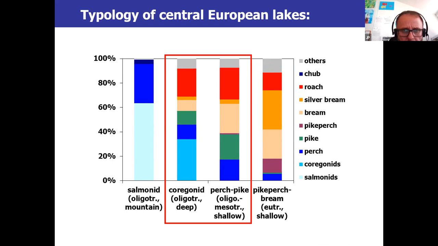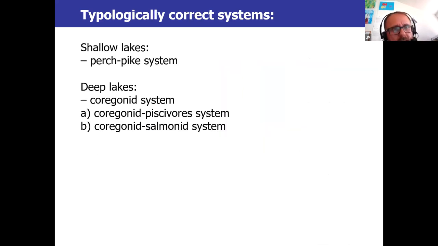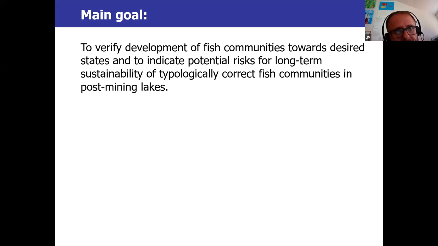So, typologically correct systems should be perch pike system in shallow lakes, but the post-mining lakes are not going to be these types of lakes. And in the deep lakes, we can manage the system towards coregonid piscivore systems or coregonid salmonid systems. It has to be mentioned that the coregonid salmonid systems are much more difficult for successful management. So the main goal in studying these lakes is to verify the development of fish communities towards the desired states and to indicate potential risk for long-term sustainability of typologically correct fish communities in these post-mining lakes.